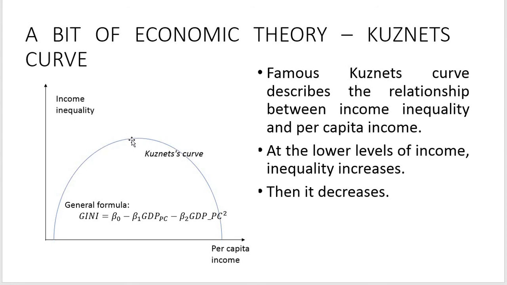So this trend continues until the economy reaches some critical level of per capita income. So basically here we have the maximum of income inequality, and once this income level is achieved, then income inequality will decrease with an increase in per capita income. I don't remember how Kuznets explained it, but you've got the idea, yeah?